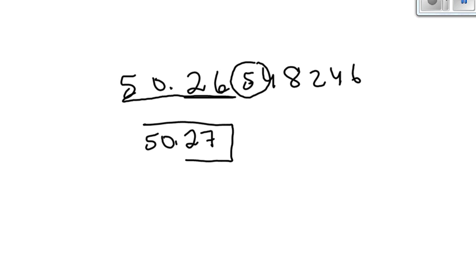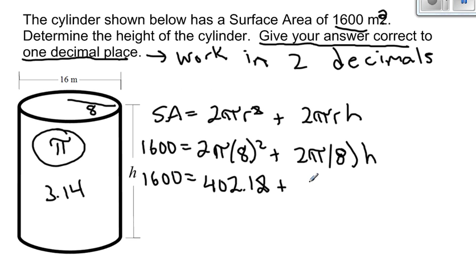So you'll notice I'm now sort of doing more of it in my head, which is hopefully what you can do as well. So I know I want 2 decimal places, so the first number I eliminate is a 5, which means I round up. So this is 50.27h. So now I'm just going to subtract 402.12 and divide by 50.27.